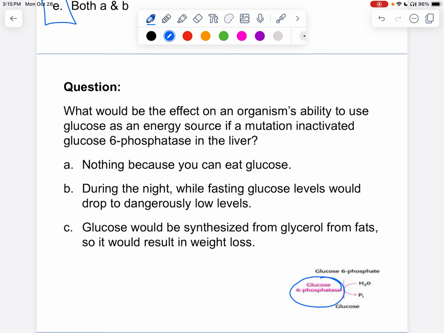But the key is you can't eat glucose 24 hours a day, right? Short of being hooked up to an IV, you are not going to be able to maintain your blood glucose levels just by eating. In fact, some people who have deficiencies in this do have to wake up periodically to eat. Okay, we definitely would expect that during the night, because you're fasting during the night, those glucose levels could drop to a dangerously low level.